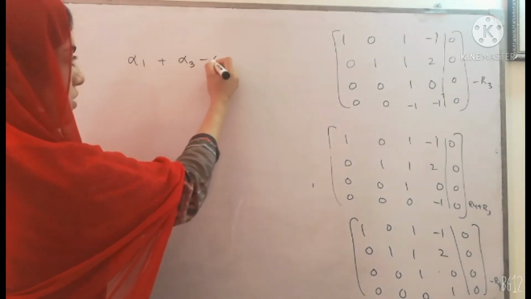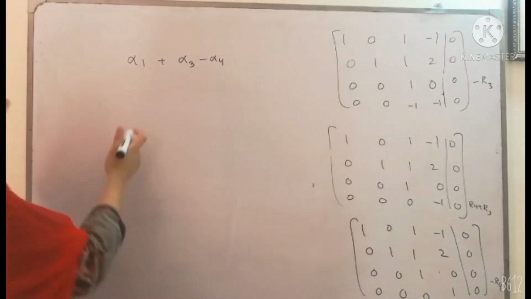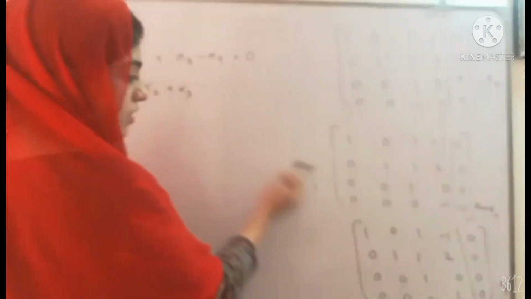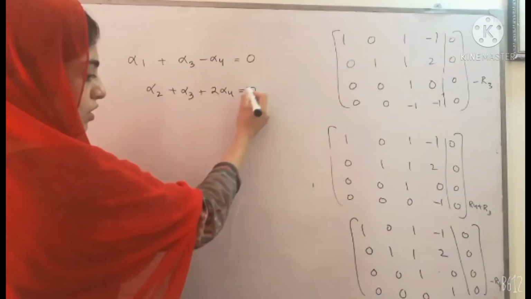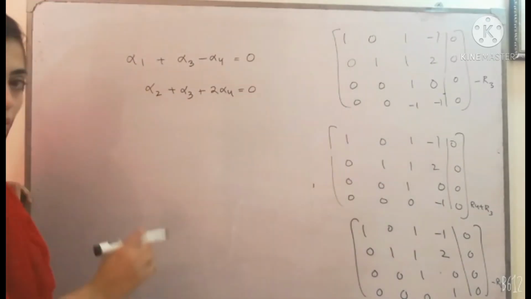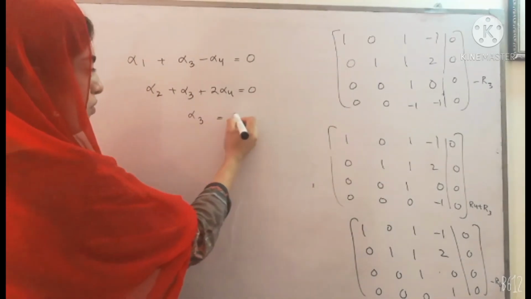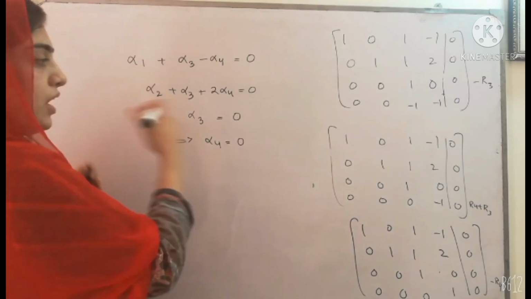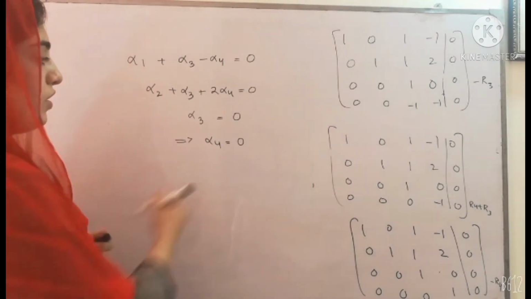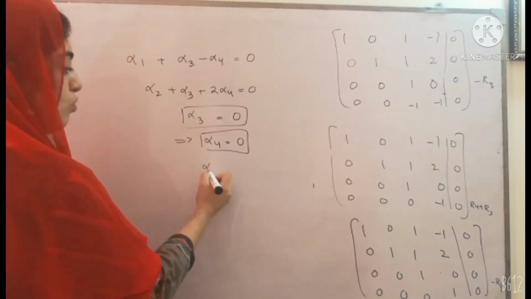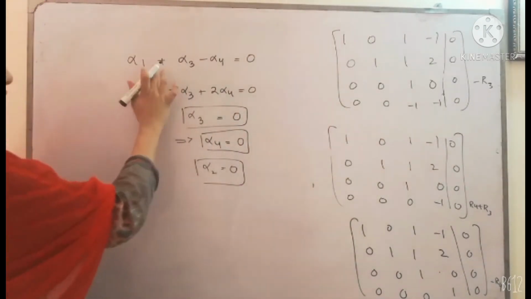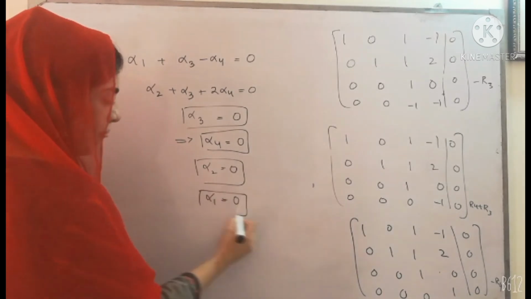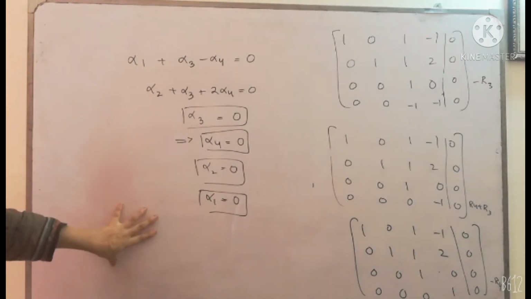In the end, I'll just write the equations: alpha 1 plus alpha 3 minus alpha 4, since the coefficient for alpha 2 is 0, and then alpha 2 plus alpha 3 plus 2 alpha 4 is equal to 0, where the coefficient for alpha 1 is 0, and then the coefficient for alpha 1 and alpha 2 both is 0, so we will start from alpha 3, and then last but not least alpha 4 is equal to 0. So by using back substitution we can see that alpha 4 and alpha 3 both are 0, so alpha 2 will be 0, and then alpha 1 will also be 0. So you can see that all the alphas are 0.